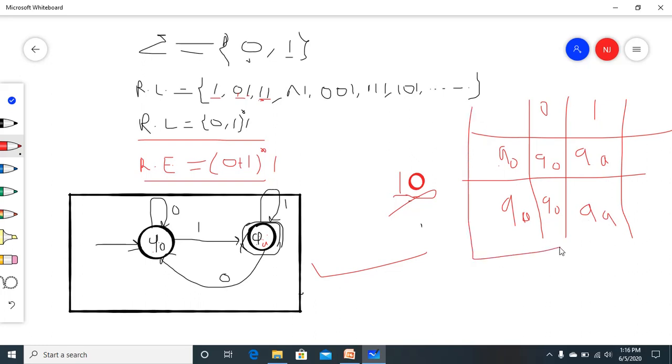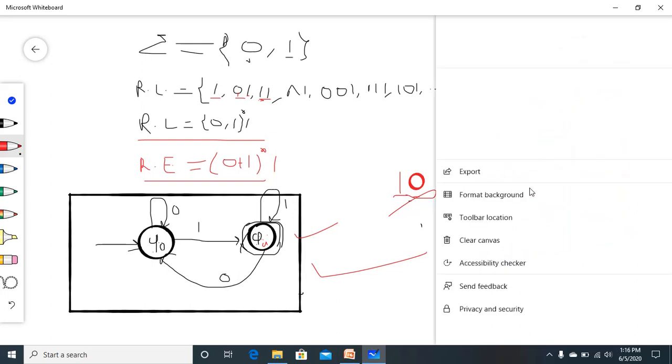So this is a table, and we simply call it a transition table. This is our transition diagram and this is our transition table. By using the transition diagram, we simply construct the transition table. So this is our first example, for which we designed a finite automata. So what about the second?